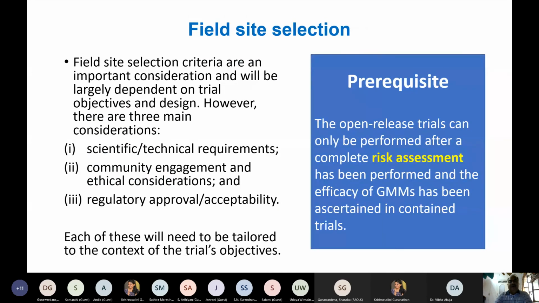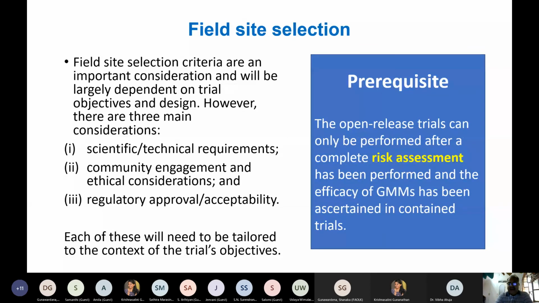So we need to have certain features, certain criteria, certain ideas to go for selecting the site in the field, and these criteria are an important consideration and will be largely dependent on trial objectives and design. The main considerations, however, are our scientific and technical requirements, that is the objectives of the research. These may differ from one technology to another technology.